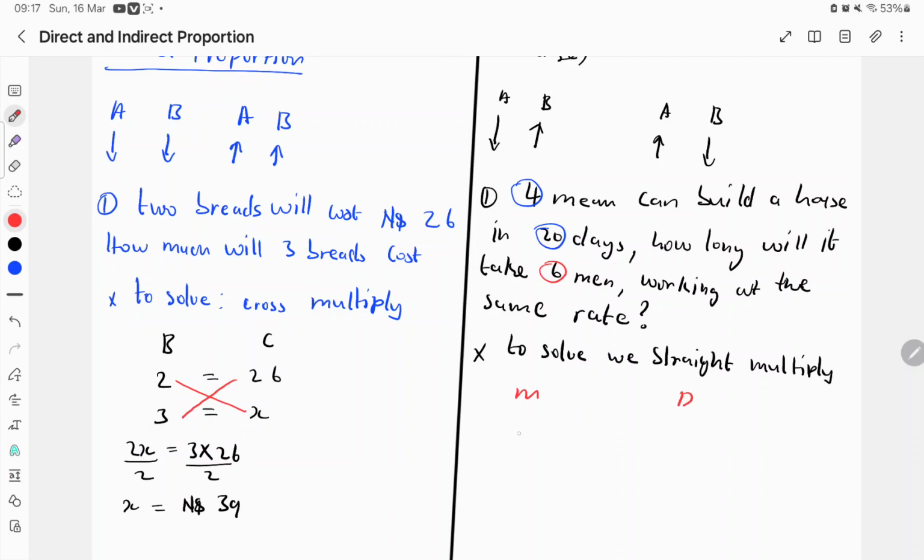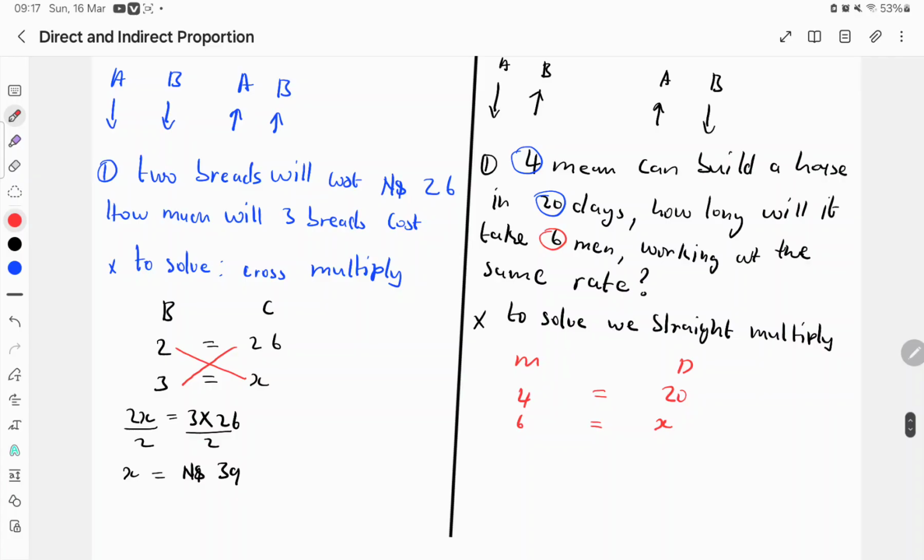So we say that 4 men can take exactly how many days? 20 days. And we say 6 men, we don't know how many days. Now let's work it out together. Let's go ahead and cross multiply, and you will see what will happen. Cross multiply.